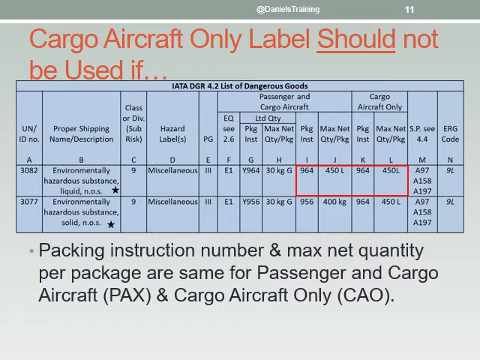Here, for these dangerous goods on your screen and a few others, you can see that the packaging instruction number in column I for passenger and cargo aircraft is the same as in column K, cargo aircraft only. Similarly, the maximum net quantity per package for passenger and cargo aircraft in column J is the same as it is for the maximum net quantity per package in column L.